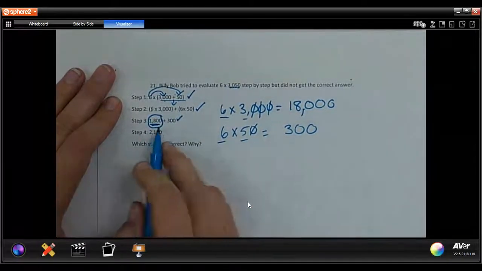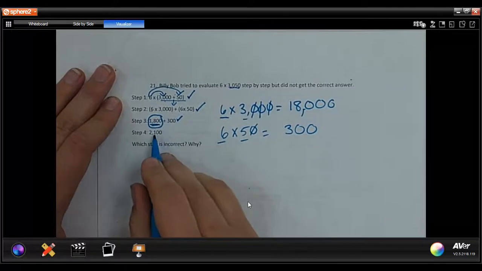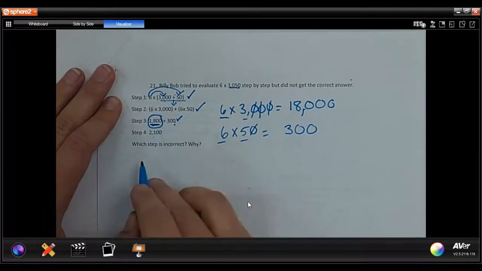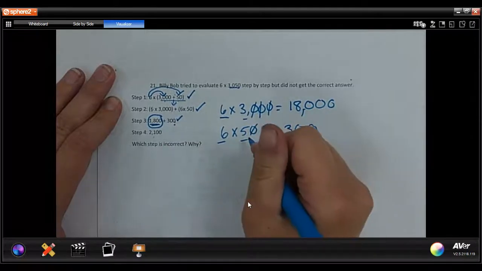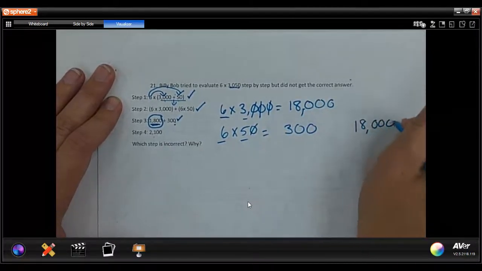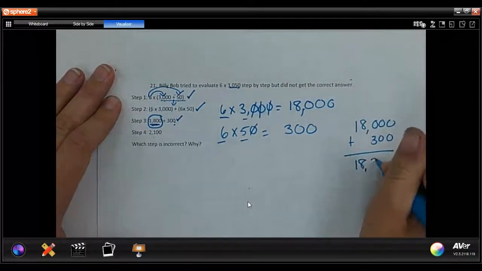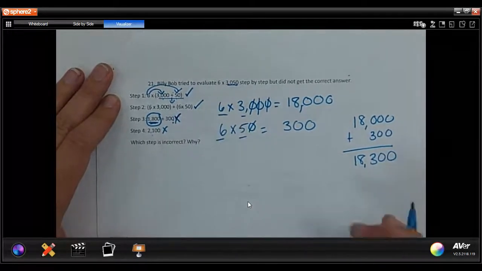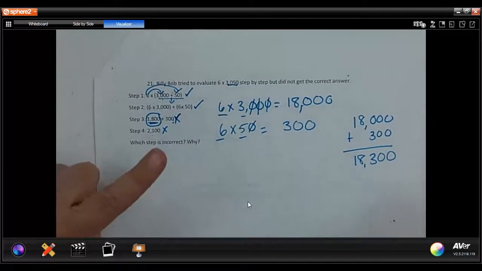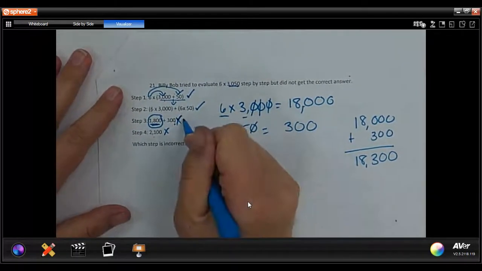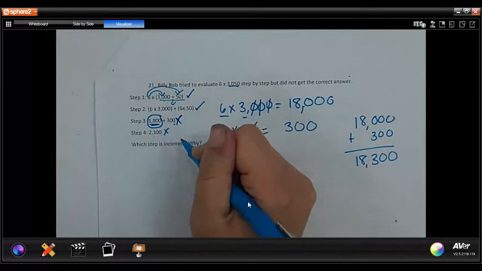The last step, he added these 2 up, which is the correct answer for what he added for these 2, but it would not be the correct answer. So let's add these up. 18,000 plus 300 will give us 18,300. So those 2 steps are the incorrect steps. On the test, there is only going to be 1 incorrect step, just so you know. But in this one, since he got step 3 wrong, he also got another step wrong.